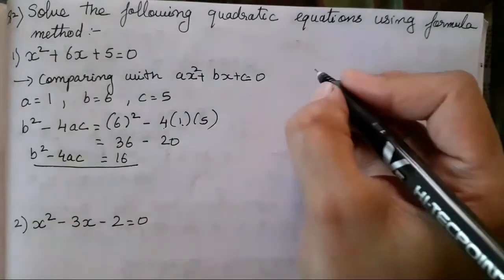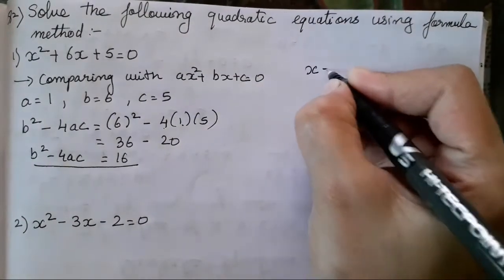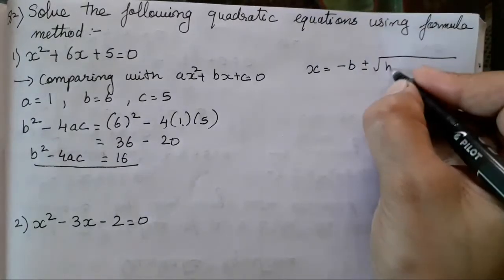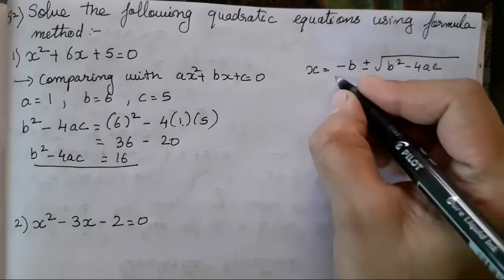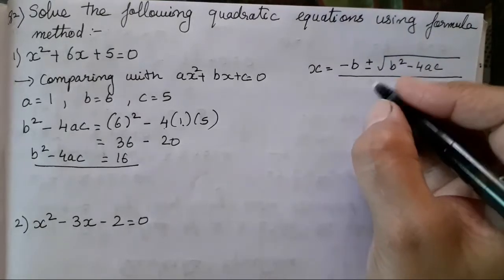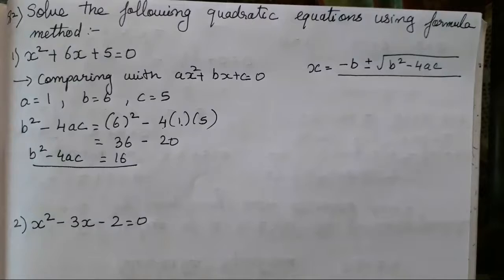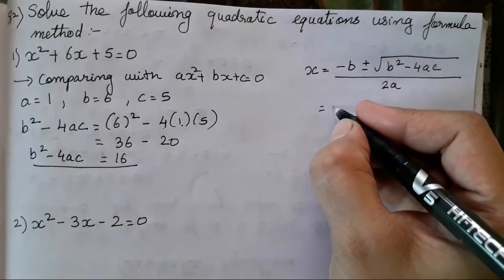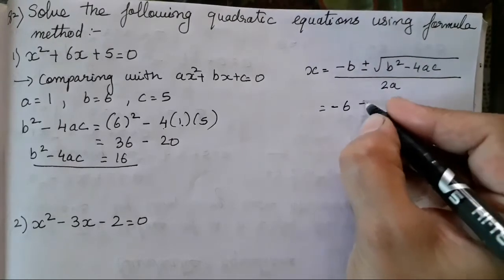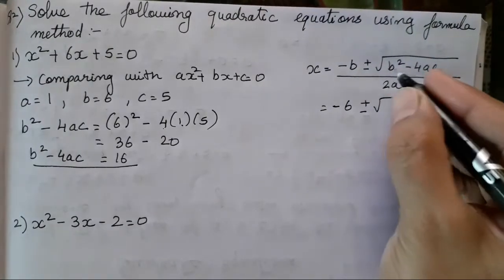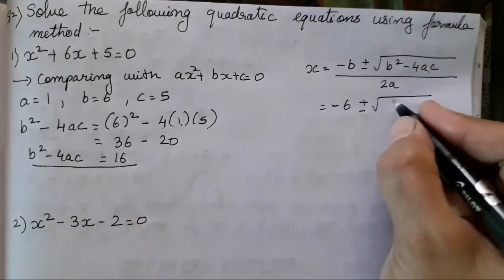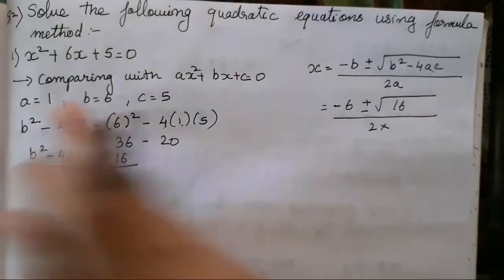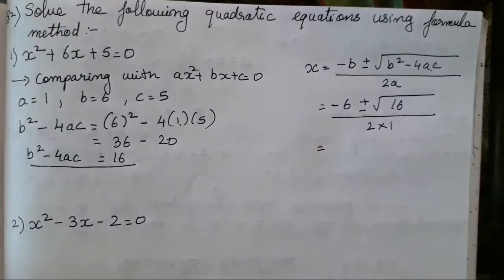So b square minus 4ac is how much? 16. Right, now over here this is going to be your main formula, so you will have to learn it. x is equal to minus b plus and minus the square root of b square minus 4ac, upon 2a. So only substitute the values. Minus b means b is how much? Minus 6, plus and minus. Now we have found the answer for b square minus 4ac, which is 16, so you all have to only write the square root of 16, and 2 into a means 2 into 1. Got it, children? Isn't it easy?